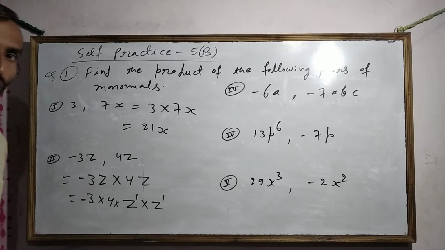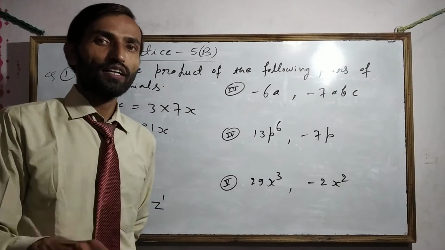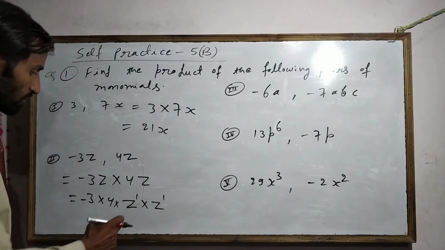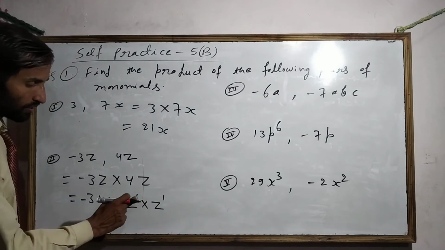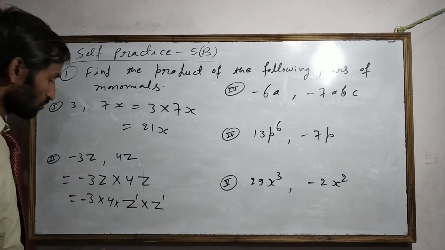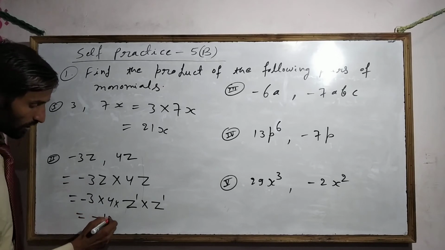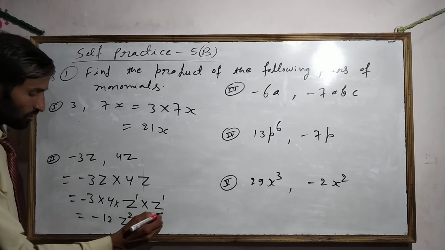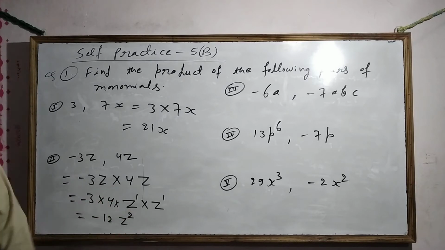In power and exponent I have already explained, if the base is the same then the powers should be added in multiplication. So here both are multiplied, and the powers are 1 and 1, so we add both the powers: 1 plus 1 is 2. The numbers multiply, so it is -12 z power 2. So the final product is -12z square.